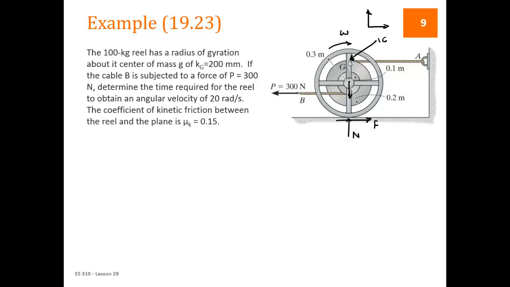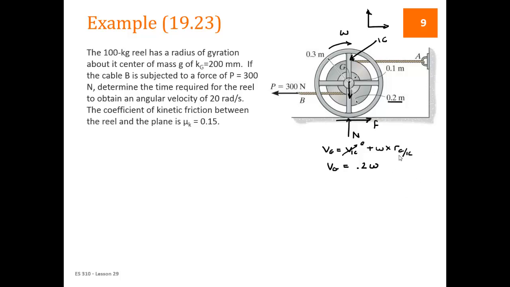If that's our instantaneous center of zero velocity, we can relate the velocity of the center to the omega by saying the velocity of the center is equal to the velocity at IC, which is zero, plus omega crossed with the r of G from IC. So VG then is going to equal 0.2 times omega, since this distance from the center to up here is 0.2. All right, so that will be useful in a second here.